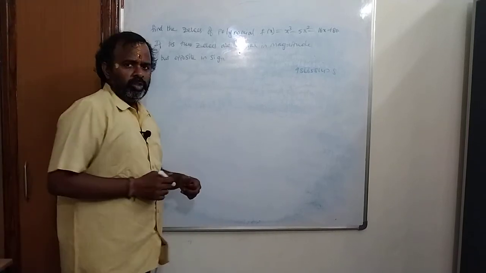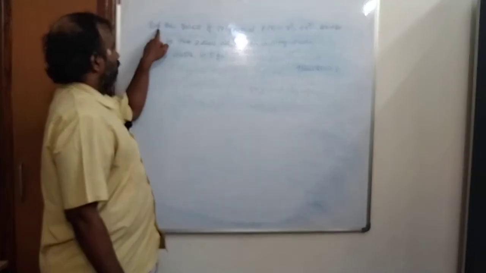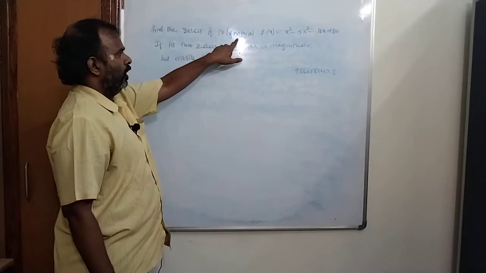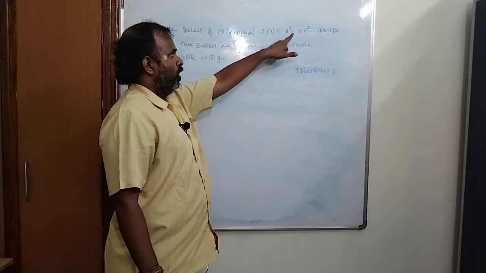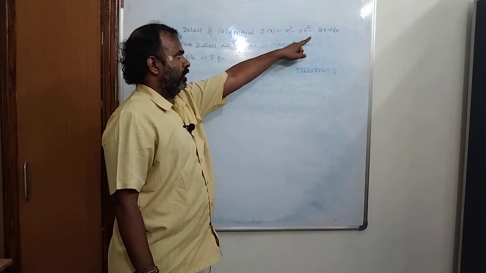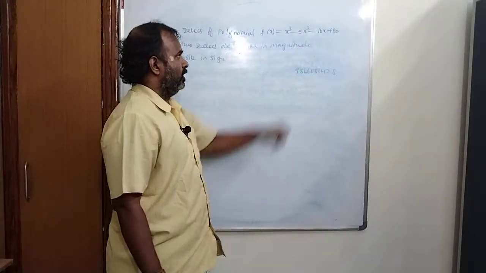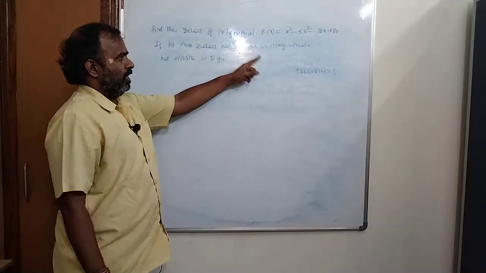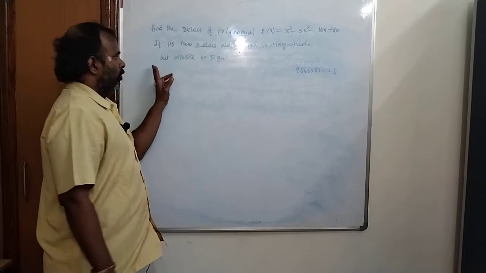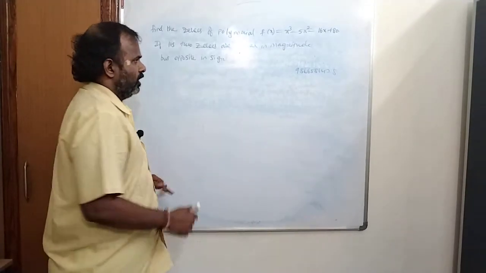Now here, the next problem: find the zeros of polynomial f of x is equals to x cube minus 5x square minus 16x plus 80 if its two zeros are equal in magnitude but opposite in sign.